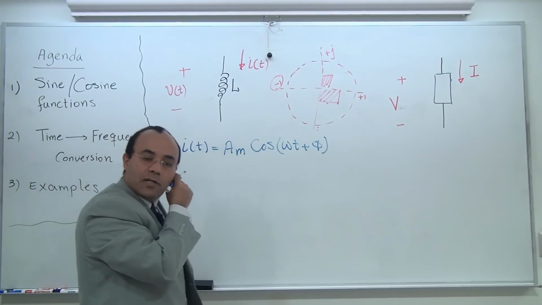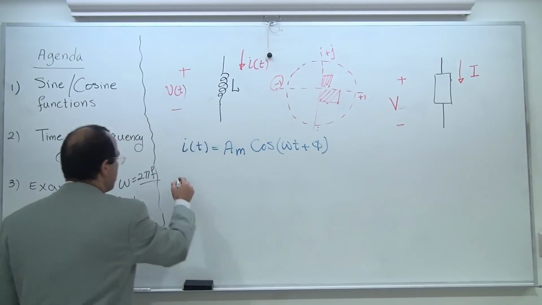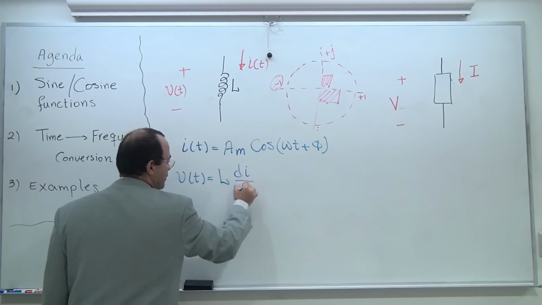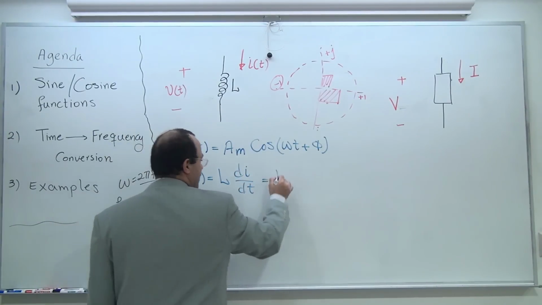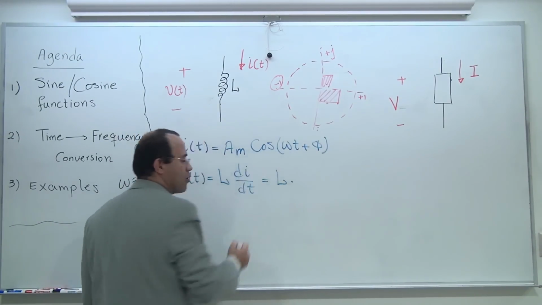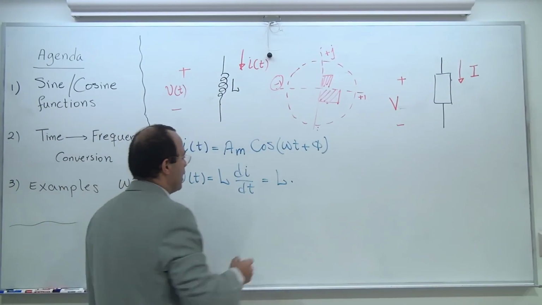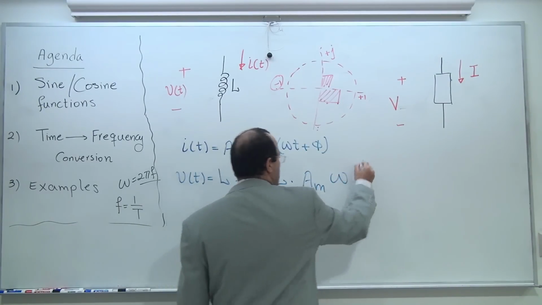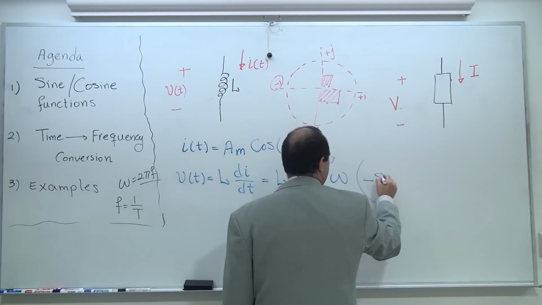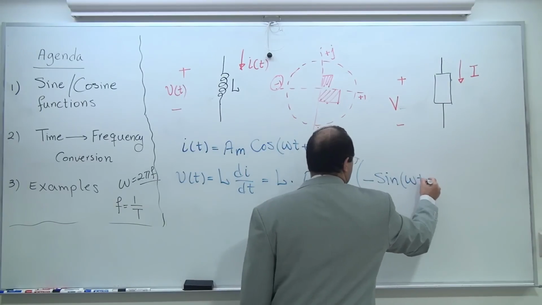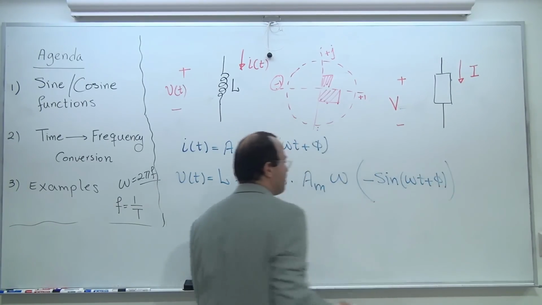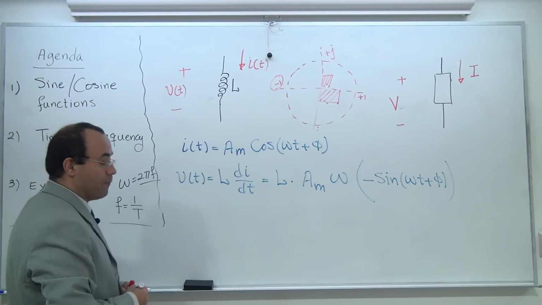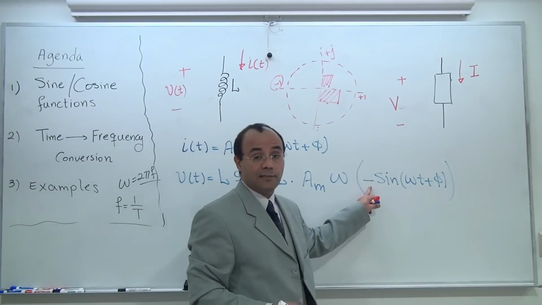Let's apply the component law in time domain. V of t is equal to L di over dt, which means L times the derivative of this function in time domain. Am is a positive constant, no harm. Omega is coming out, no harm. Because it's a cosine, it's minus sine of omega t plus phi. Well, you've got yourself a minus sign, that's not permitted.